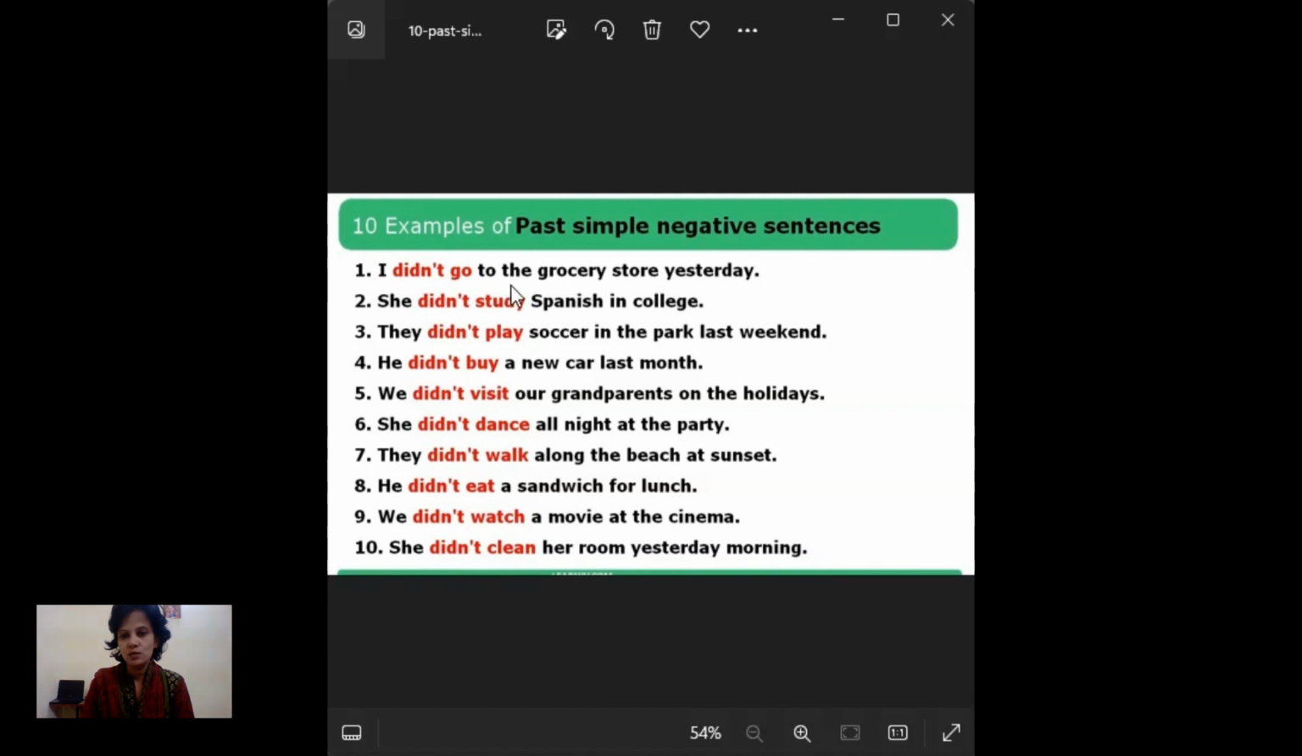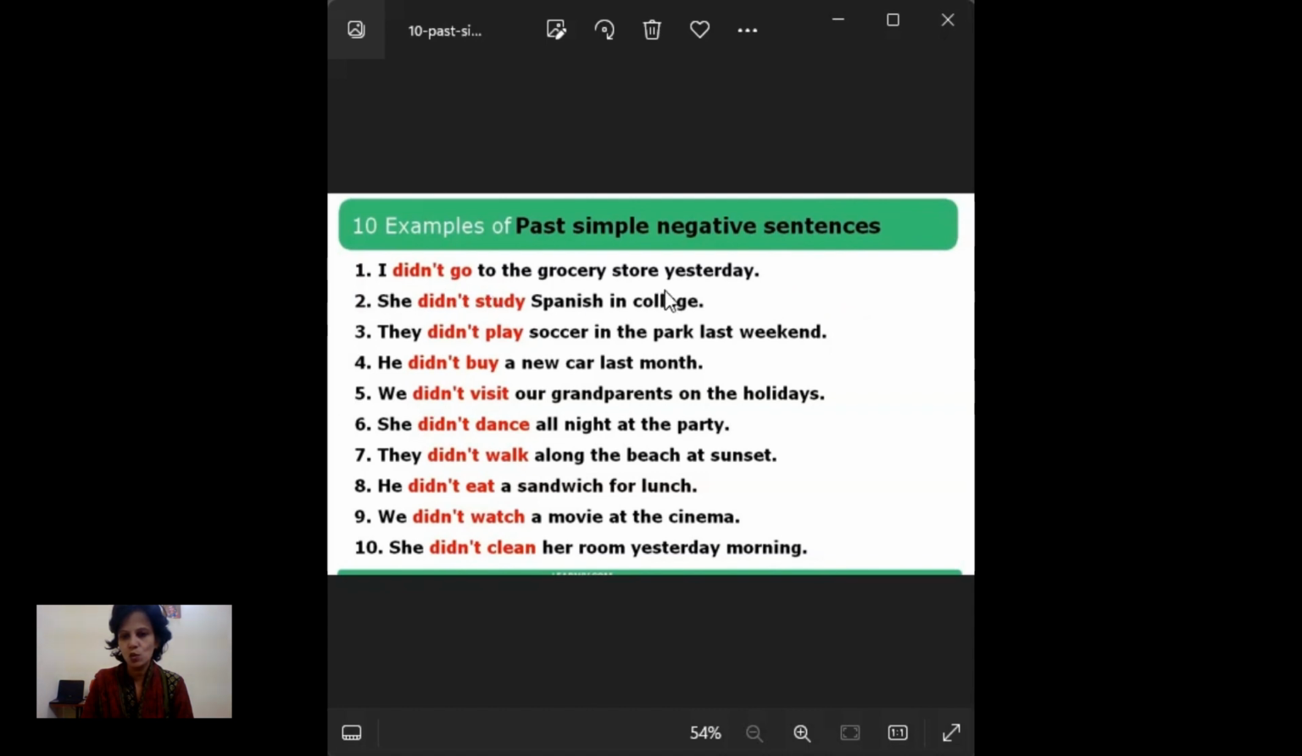First one, I didn't go to the grocery store yesterday. We use past simple negative sentences when the actions or events have not happened, that didn't take place in the past. Here, we add not after the auxiliary verb, and these are base verbs like go, study. So when we use this, the whole action becomes negative. So it didn't happen yesterday.